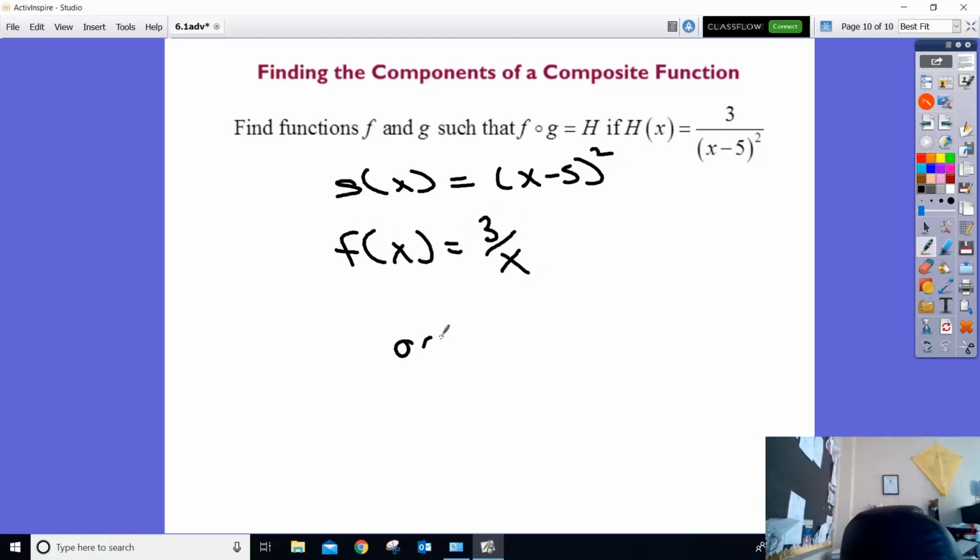Now this one does have another acceptable answer. That's kind of where you guys are going with it. If you let g of x just be x minus 5, then f of x would be what? 3 over x squared. That's good, Brenton. And that's working backwards with composition of functions.